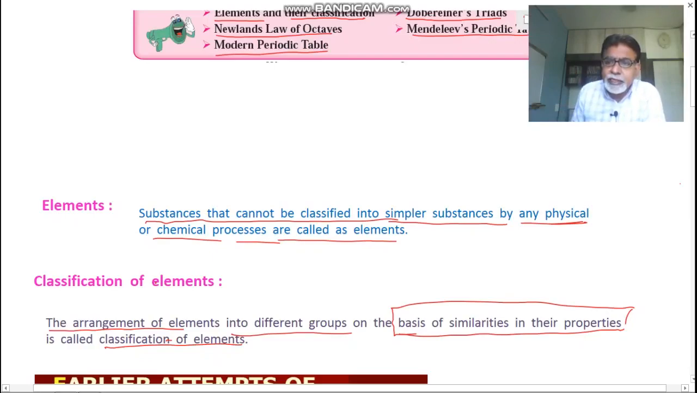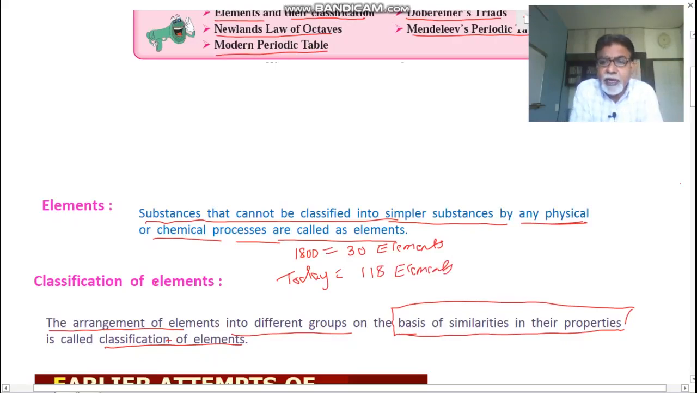But why did the scientists feel the need to classify elements? गरजच का भासली? At first, in the 18th century, the elements known to us were 30 elements. 30 elements आपल्याला माहिती होते. As science progressed and developed, new elements have been discovered, and till today the total number of elements known to us is 118. So a huge number of elements are there.